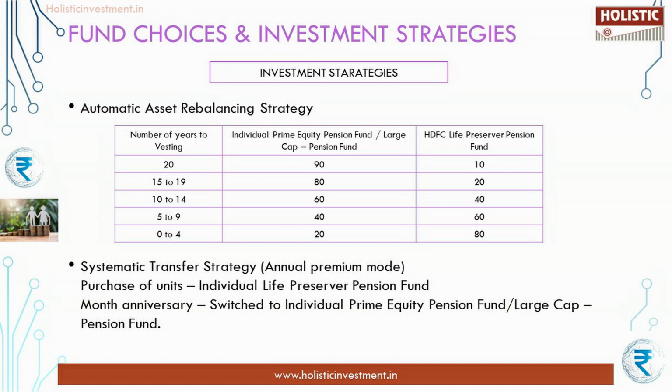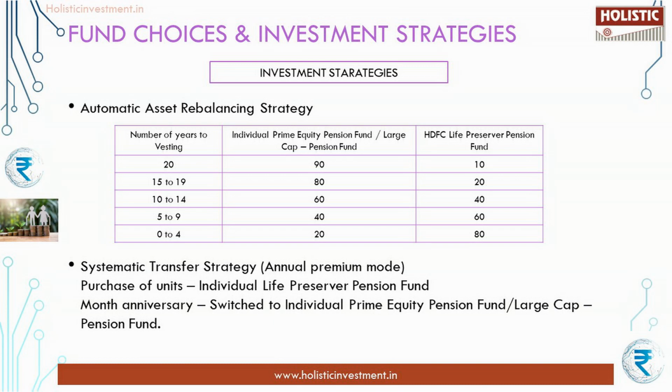Next, we shall move on to the investment strategies. Automatic asset rebalancing strategy. This strategy reduces your equity proportion as your policy nears the vesting date to ensure that any downside in the equity market later in the policy term has minimal impact on your vesting benefit. This strategy rebalances the equity and debt ratio without your manual intervention of switching the funds. The table here clearly shows that when you are nearing your vesting period, the equity allocation is reduced gradually.